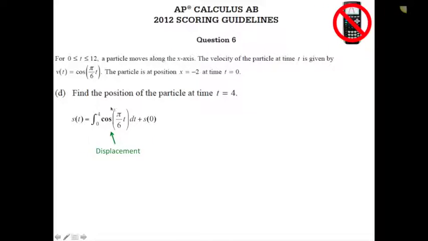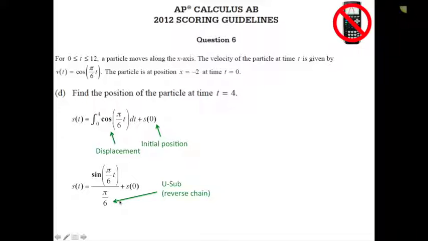So without a calculator, we have to integrate this. The integral of cosine is sine of pi over 6t, and then we have to divide by that. We do a chain rule here. We have to divide by pi over 6. That's kind of our quick way of using the reverse chain rule. So simplifying this, it looks like 6 over pi times sine of pi over 6t. If we do a quick derivative with the chain rule, we'll get back what we started with. We're going to evaluate that from 0 to 4, and then add the initial position.